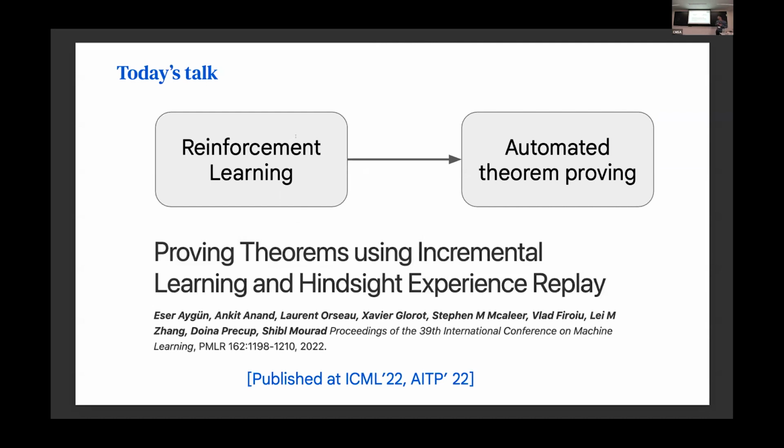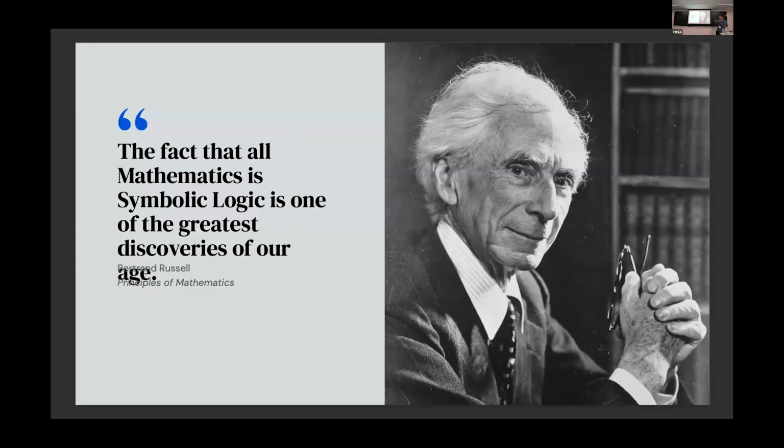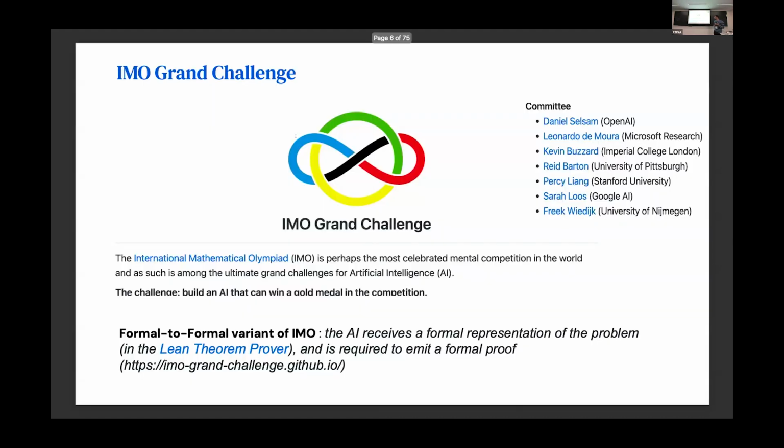It was published at ICML 22, and there was also a small workshop and conference on AI for theorem proving where it was published. I want to start with a quote from Bertrand Russell. The formatting is slightly off because we converted Google Slides to PDF, but I hope that's okay. The fact that mathematics is symbolic logic is one of the greatest discoveries of our age. Logic has been discussed in the AI community a lot in the past as well, and I think the AI and mathematics communities have come together.